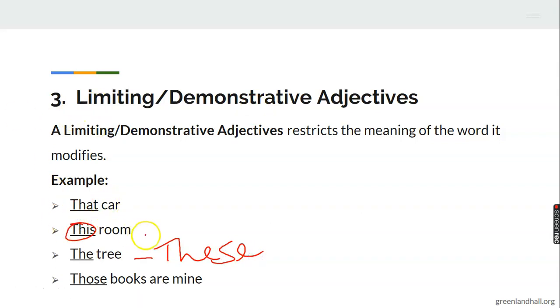And mind you, the four of them demonstrate. There's no way you can mention any of them without pointing. That car. You can't say that car and stand stagnant. No, that is not done. This room has to tell you the room is here. You are in the room. These trees, plural, you have to point to the trees. Then those books are mine. You have to point to the books also. So these four are the major examples of demonstrative and limiting adjectives that we have. They are just four in number.